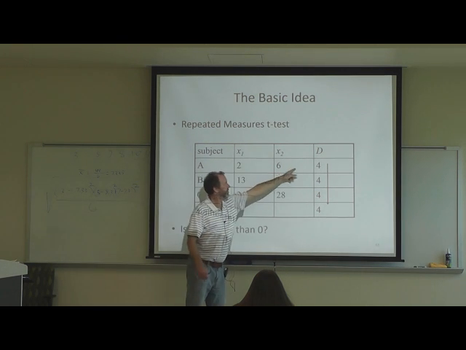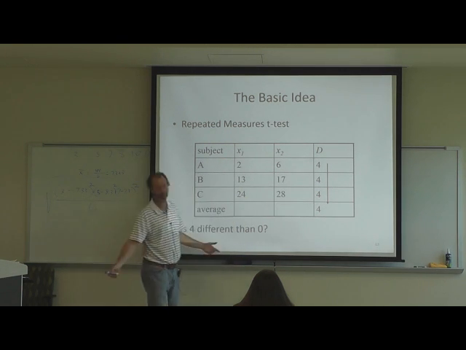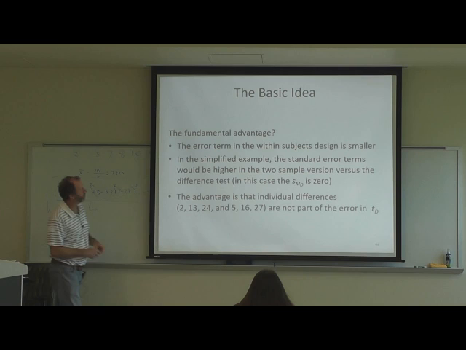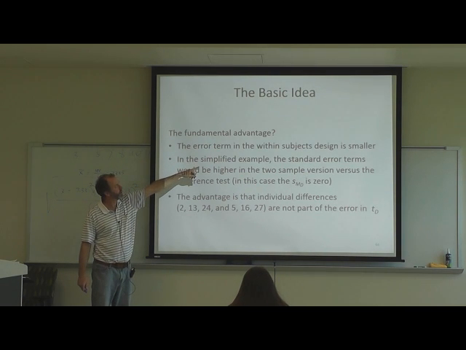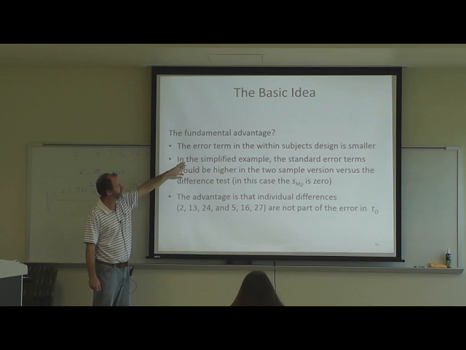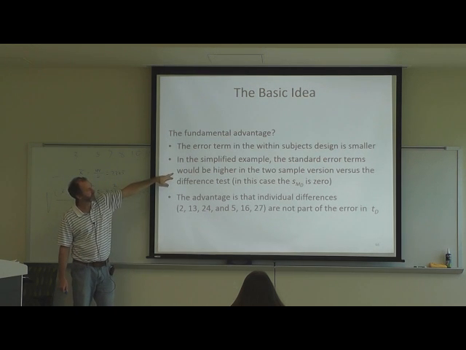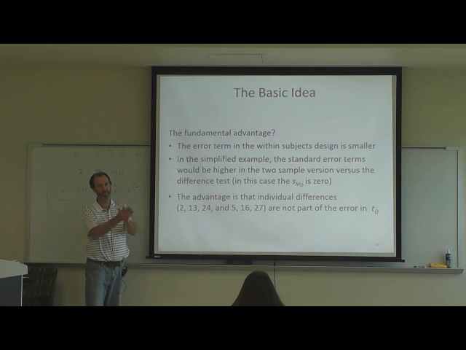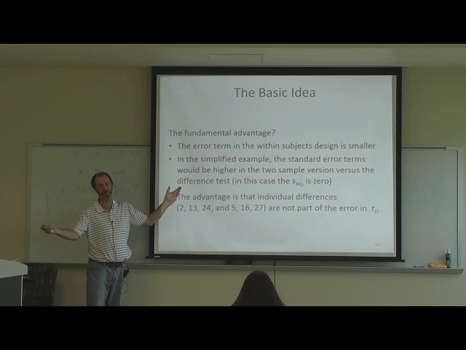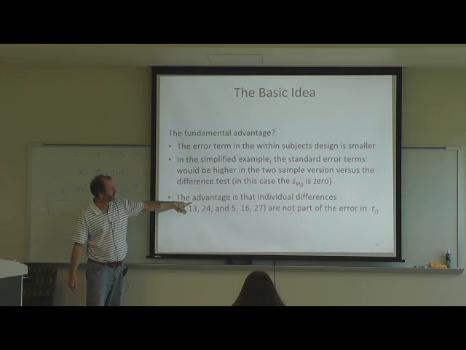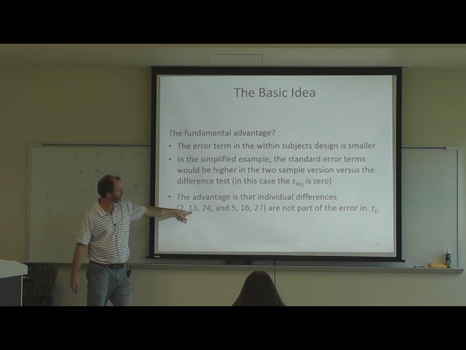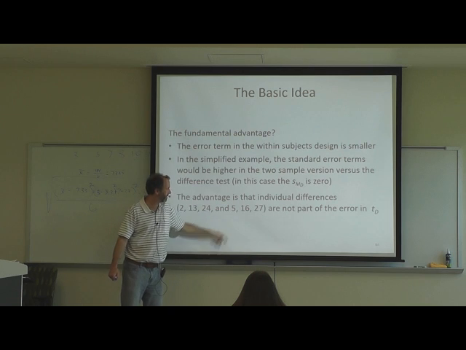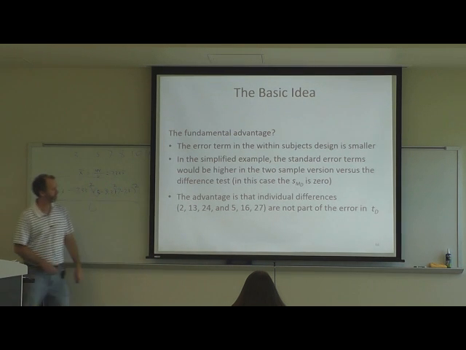So you're only looking at the effect of before and after, or whatever states you're collecting the data in. So the fundamental advantage is the error term in the within-subject design is smaller. In this simplified example, the standard error terms would be higher in the two-sample version versus the difference test, right? Because 4 minus 4 is 0, basically. The advantage is that the individual differences are not part of the error. So it's just the differences between this state and this state, right?